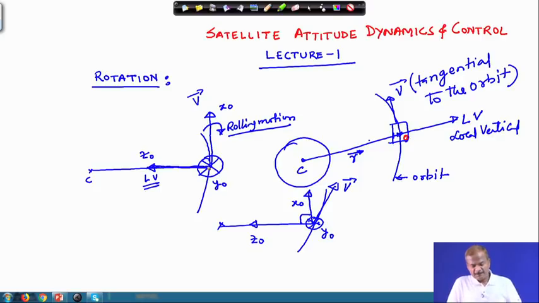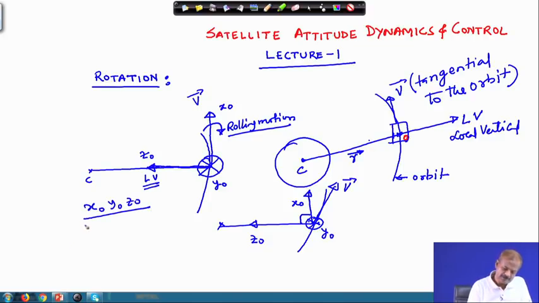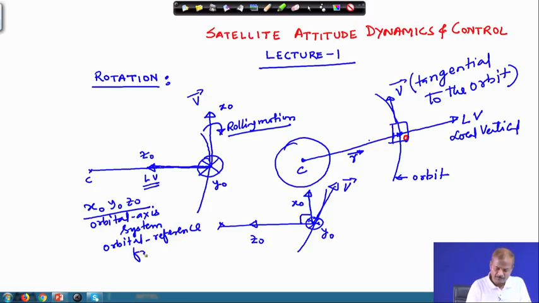So, what I have indicated here is called x0, y0, z0. This is termed as the orbital x system, or the orbital frame, the orbital reference frame, and we assume the body x system to be coinciding with the orbital x system.